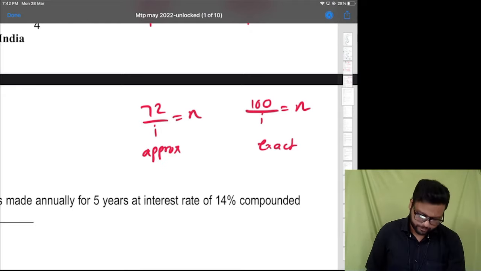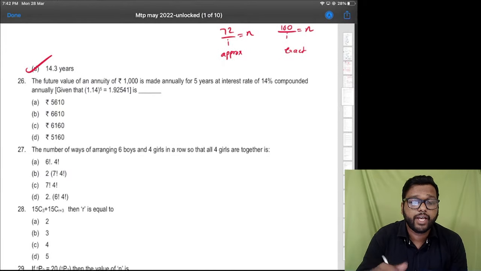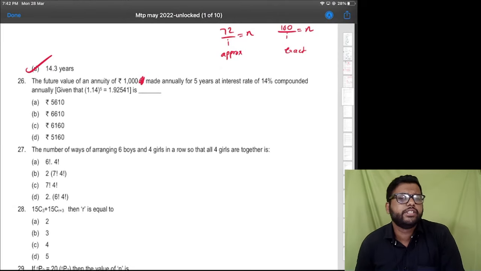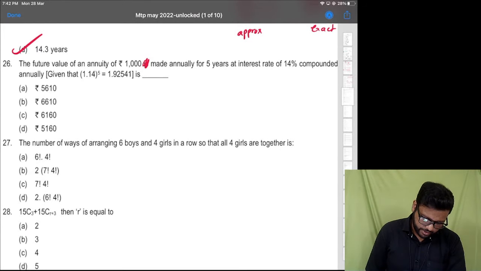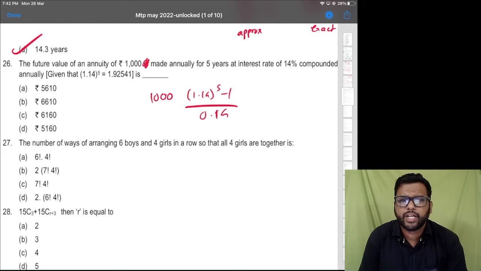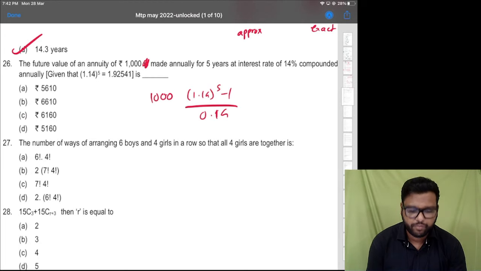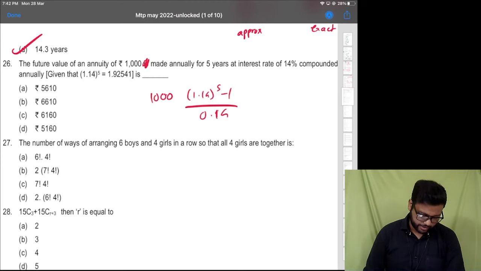Okay. Fine. Future value of an annuity of 1000 is made annually for 5 years at interest rate 14% compounded annually. Normal question, 1000 into 1.14 raised to 5 minus 1 upon 0.14. This is not annuity due, this is annuity regular. They have given the value 1.92541 minus 1 by 0.14 into 1000. 6610. Option B is the correct answer.